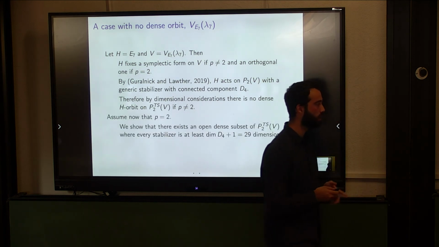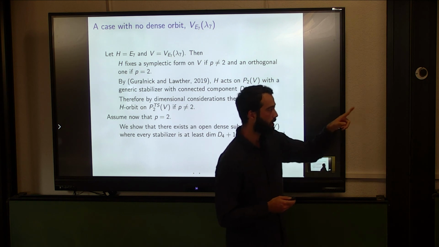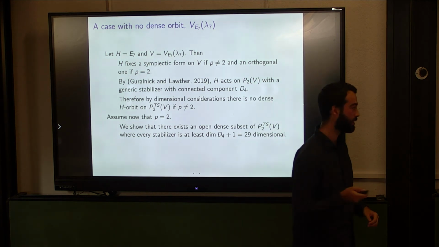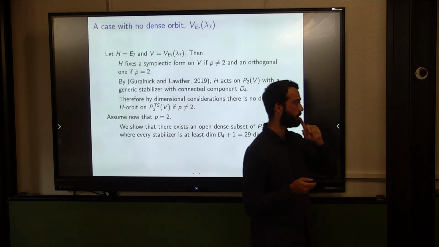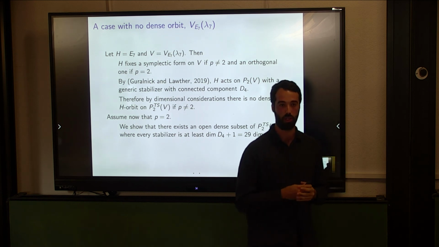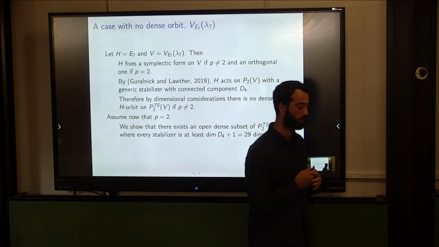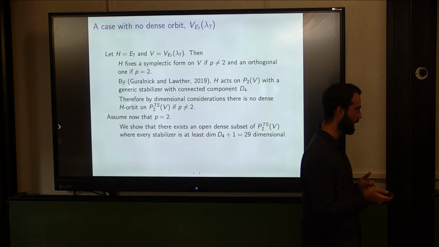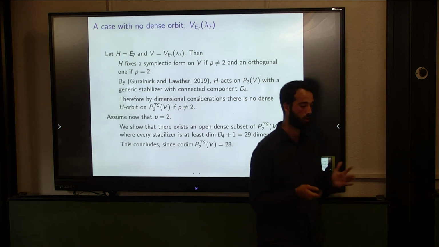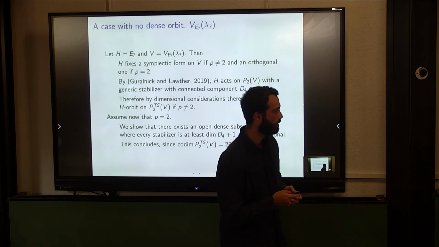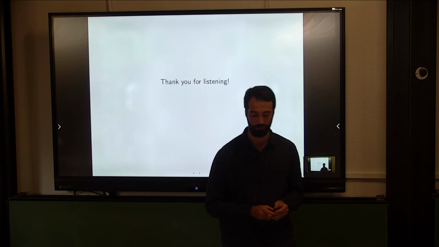However, when p is 2, you could still have one; you would need precisely a 28-dimensional stabilizer to have a dense orbit. But what I managed to do was show that actually the lower bound is a bit bigger: the lower bound for the dimension of any stabilizer is 29. So again, by dimensional considerations, you conclude that there cannot be a dense orbit. And that's it. Thank you very much.